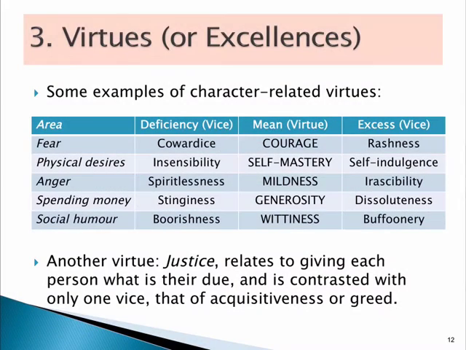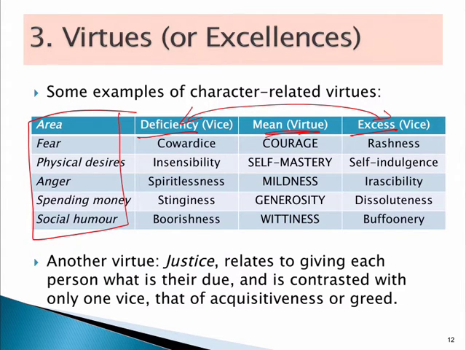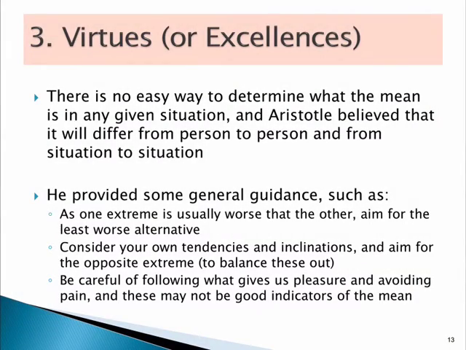And you can see here a number of these particular virtues set out along with the deficiencies at either end, the deficiency or the excess, and they all relate to an area of life. It is worth noting also that there was one virtue, justice, which he didn't see as a continuum, but rather as a polar opposite to the idea of acquisitiveness and greed. But in general, it's this idea that we're aiming for what he would term the golden mean. Now, one of the hard things about Aristotle's approach is he really said that there's no way to know when you're at the mean. In fact, what he said you really need is practical wisdom.